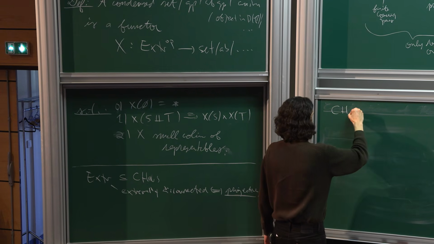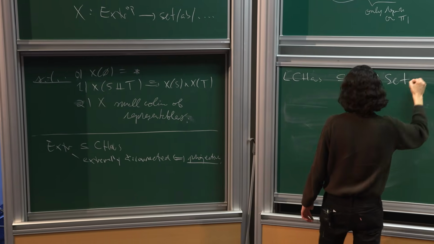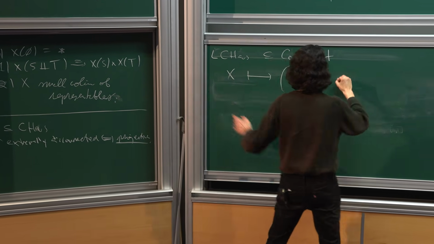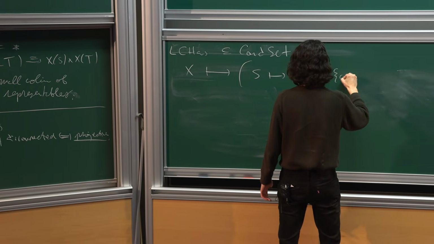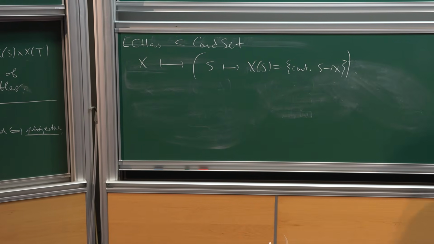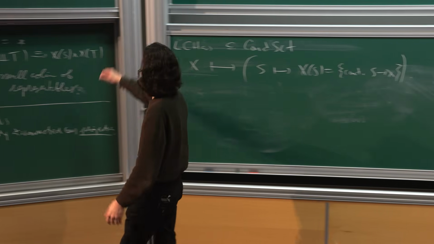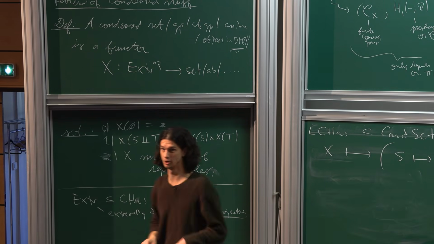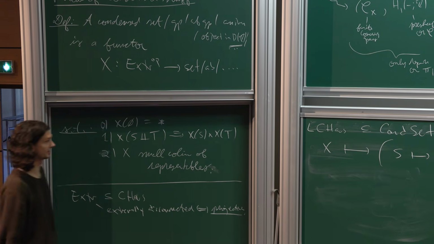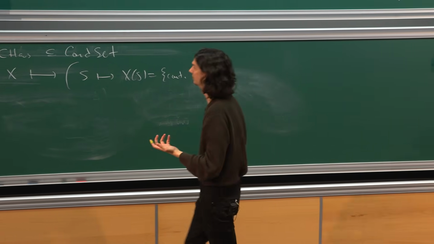We have compact Hausdorff spaces, or in fact, locally compact Hausdorff spaces, as a full subcategory of condensed sets by sending X to the functor which associates to S the set X of S, equal to the set of continuous maps from S to X. And we're eventually going to be interested in doing things like homological algebra, but also homotopical algebra. But you should start with homological algebra. So we're going to be interested in the derived category of these things.